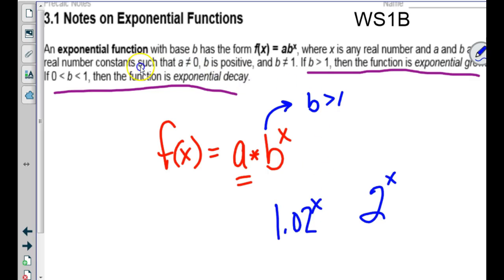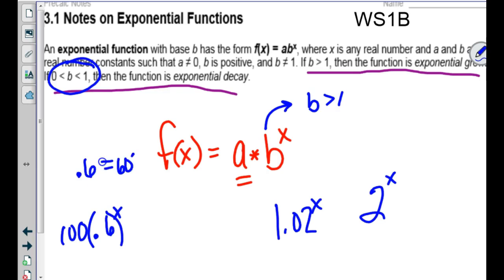All right. If b is between 0 and 1, so we have 0.6 to the x, then it's decaying. Because it's decaying by 40%, 60% remains after every step. 0.6 is equal to 60%. So that's what's remaining. If we started with $100, the next time there'd be $60. And the next time there'd be $36 because you're multiplying by 0.6. Okay? Better? It's decaying by 40%.